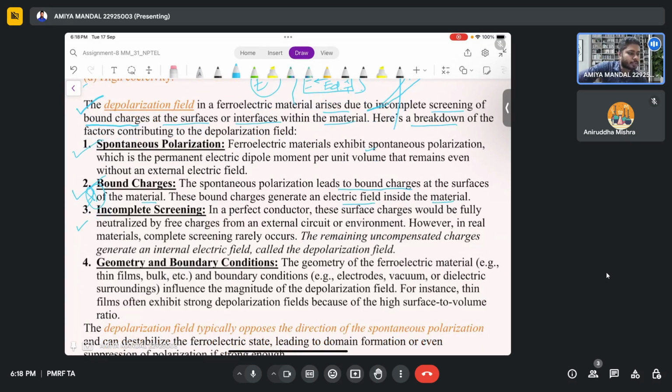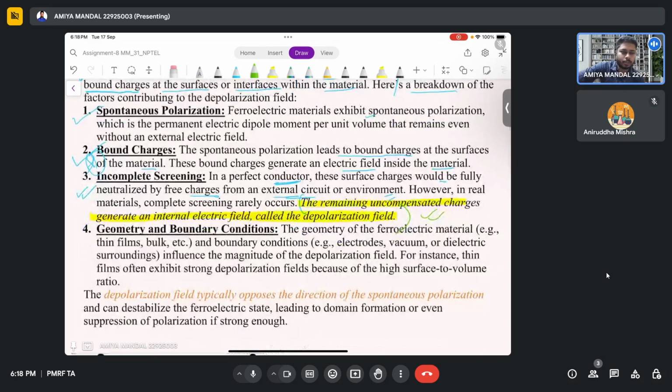Next is incomplete screening. In a perfect conductor, the surface charges would be fully neutralized by the free charges from an external circuit or environment. The main important point is that the remaining uncompensated charges generate an internal electric field called the depolarization field. So this is the concept. From incomplete screening, depolarization charges exist.